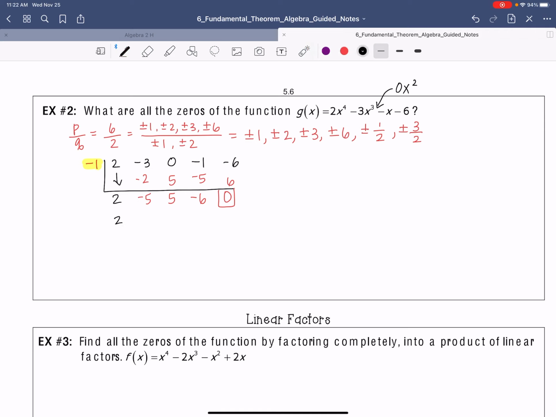This one right here is 2x cubed minus 5x squared plus 5x minus 6. So again, we're going to have to do that process over. Notice P and Q are going to be the same. P is 6, Q is 2. That's what we had up here. So we're still using these same possible rational roots.